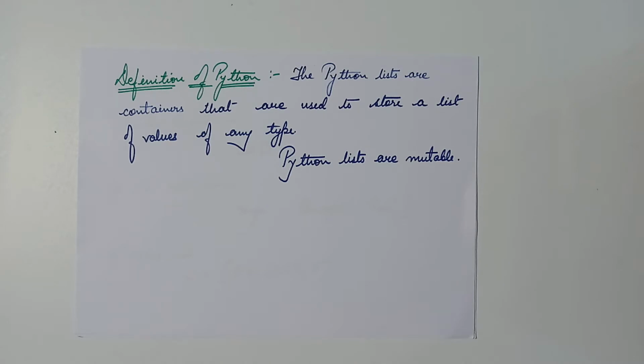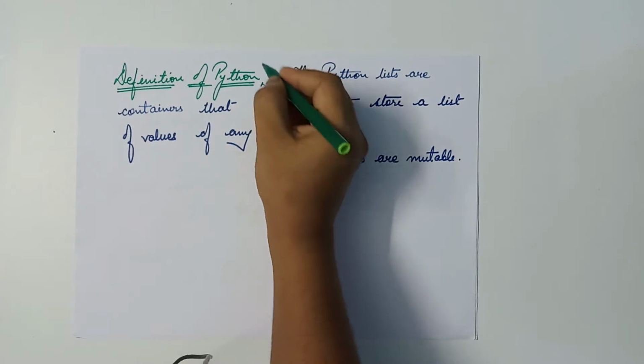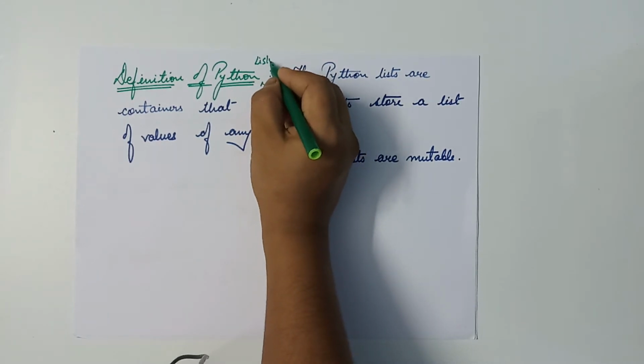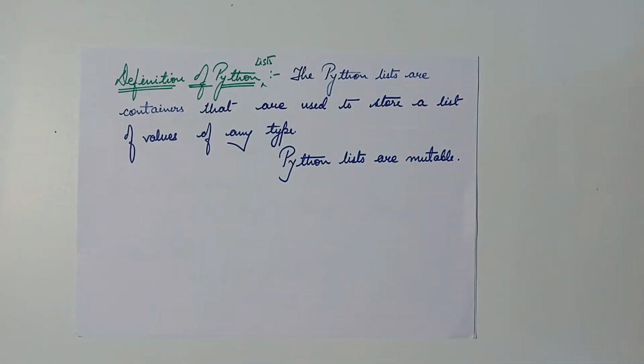What is the definition of Python list? The Python lists are containers that are used to store a list of values of any type. That means list is a container or a collection where we can store values of any data type. Let's see.